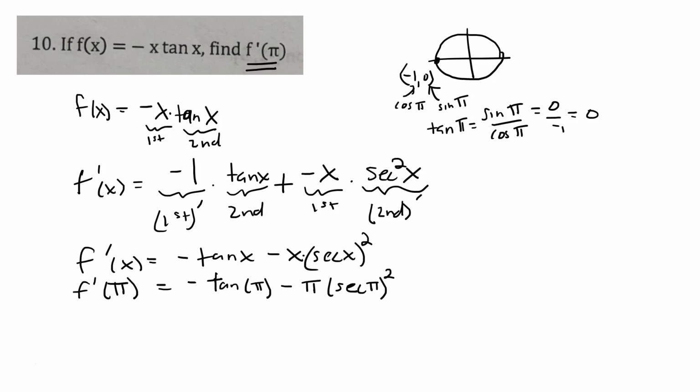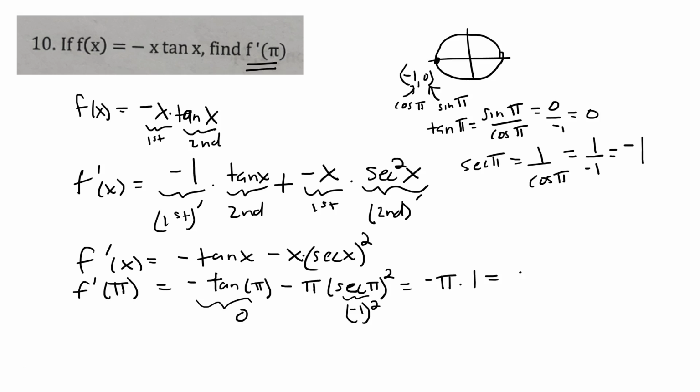This part is a 0. The secant of pi is 1 over the cosine of pi, and we just showed that the cosine of pi is -1. Turns out that the secant is also -1. But that -1 gets squared. And so we end up with -pi times 1, or -pi, as our answer to the derivative at pi. Okay, all right, great.